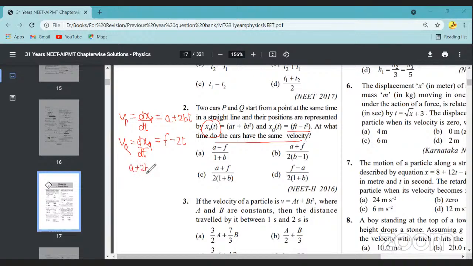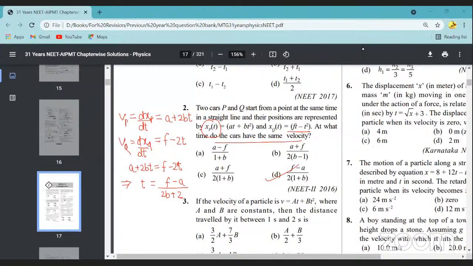So equate their velocities. A plus 2bt equal to F minus 2t. So t equals F minus A by 2b plus 2. See which option: F minus A by 2b plus 2, option D.